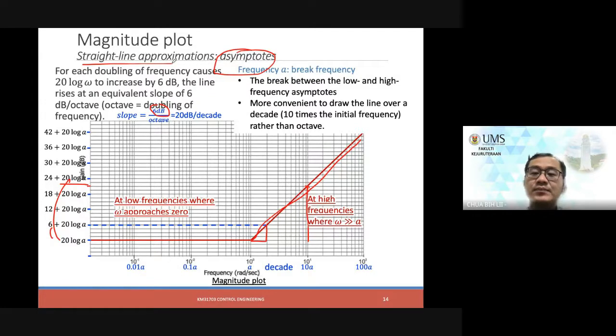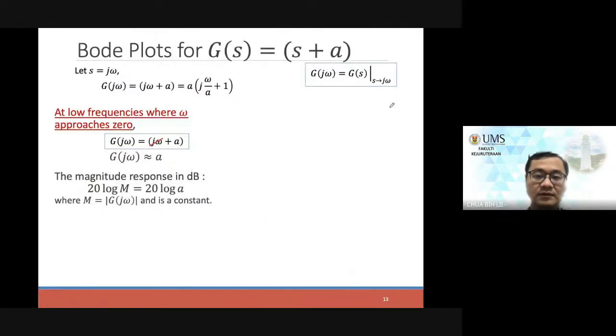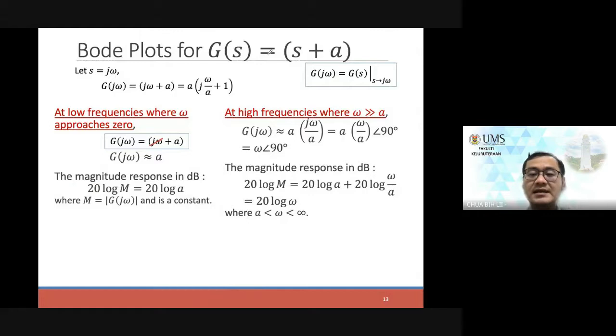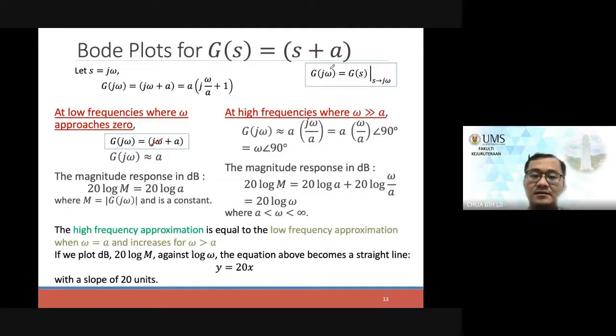So we just simplify our magnitude plot by drawing a straight line, flat for the low frequency. And for the high frequency, after the break frequency, which is A, we will start to use the 20 dB slope. We draw a straight line over there. So this is how it would respond to the frequency, for its transfer function, S plus A.